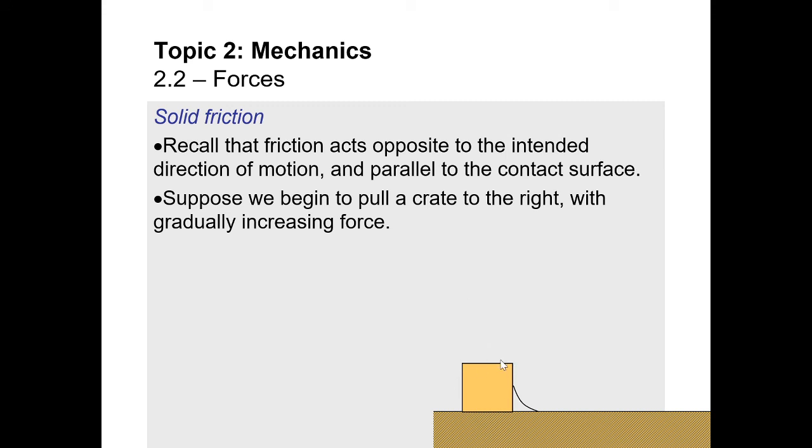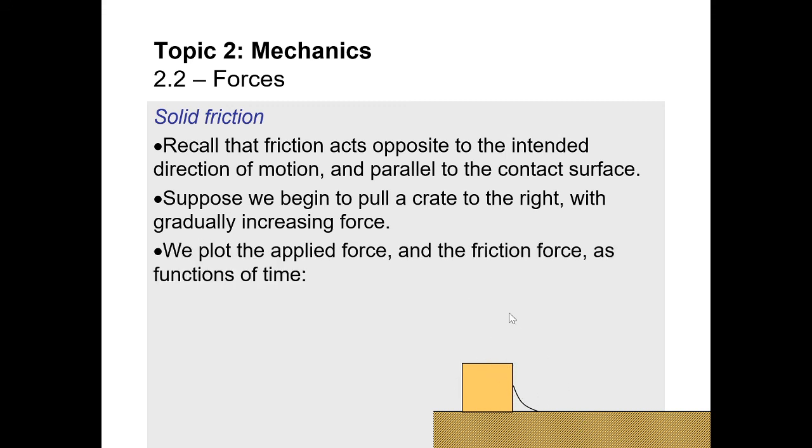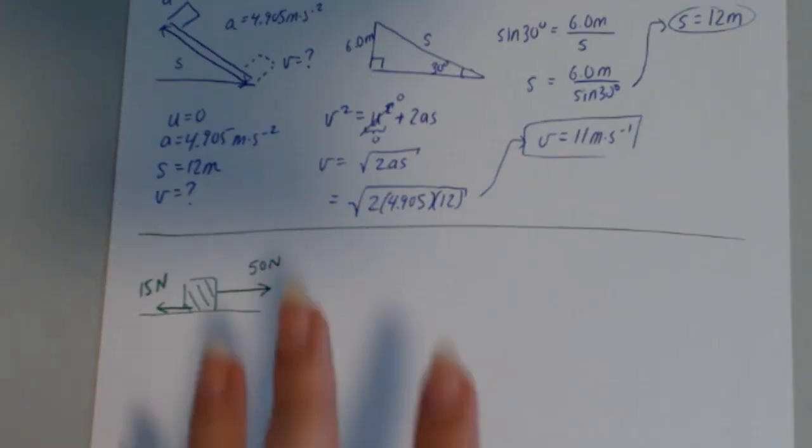Okay, now imagine you have this crate sitting on the floor and you have this rope attached to it. We're going to pull the crate to the right, gradually increasing the applied force, and we're going to inspect what happens with the friction force. Actually, just before I do that, I want to just go back here for a moment.